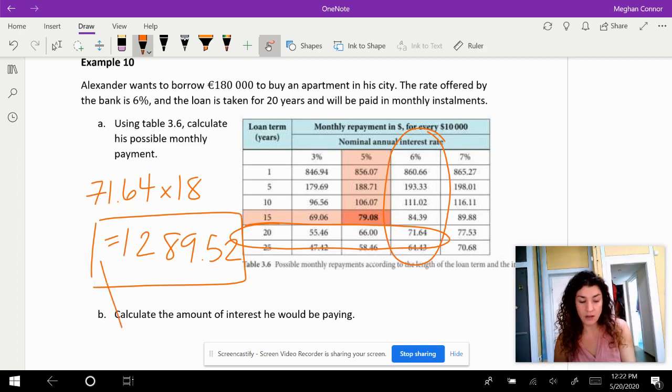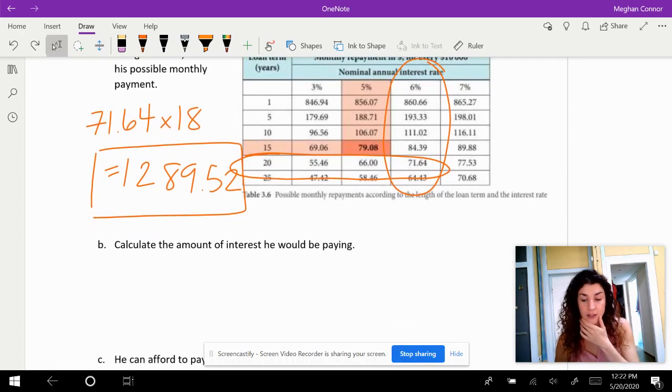Now, typically what you would figure out is the reverse of that. You would say, well, I only have this much money available to me. And so then under this certain percentage rate, how many years is it going to take me to pay that off? So it says calculate the amount of interest he would be paying. So this goes back to our previous example where we talked about, okay, well, you borrowed €1,000 from the bank and over 6 months you paid them back.